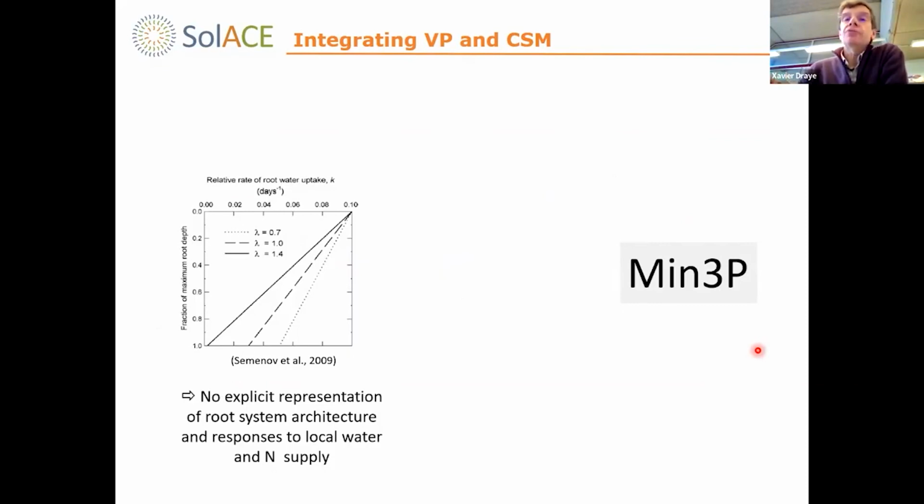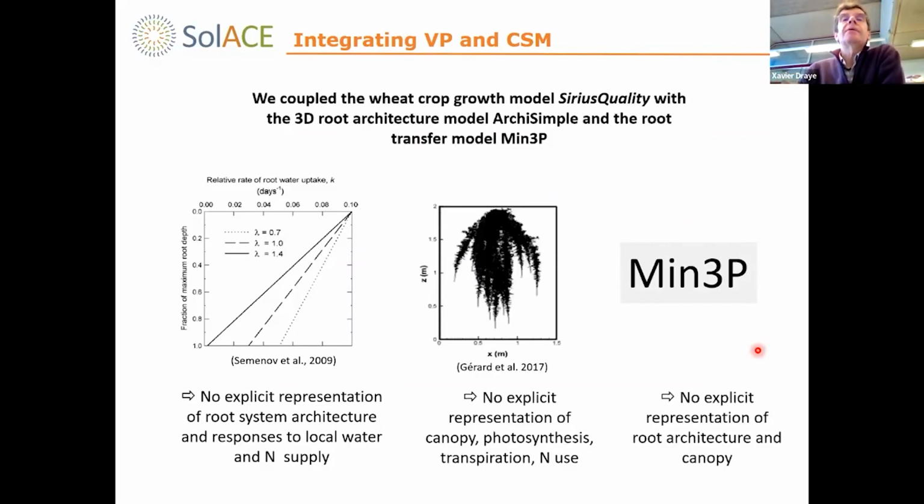So what we have tried to do in SolACE is to couple a wheat crop growth model called Sirius Quality with a 3D root architecture model called ArchiSimple, and with a soil root transfer model called Min3P.